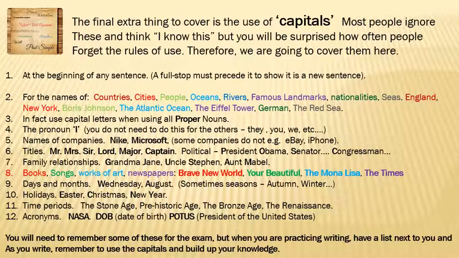If you have to put an acronym, or you know one you want to put in your essay, then make sure it's in capitals. You will need to remember some of these things for the exam, but when you're practicing writing, have a list of some of these things next to you. And as you write, look at your list. Oh yes, I must put that in. The more you do that, the more you will remember, and it will build up your knowledge.